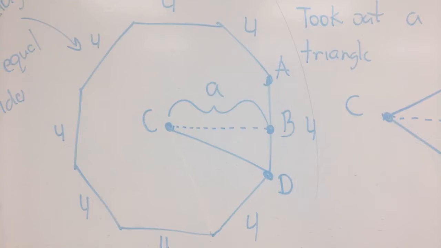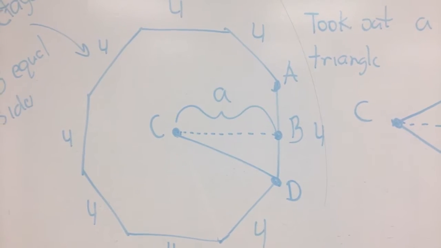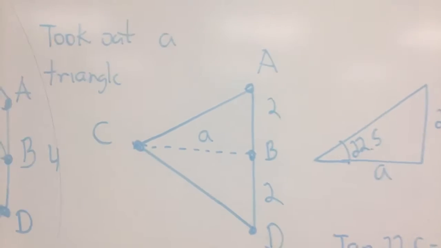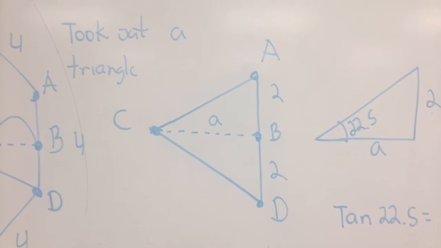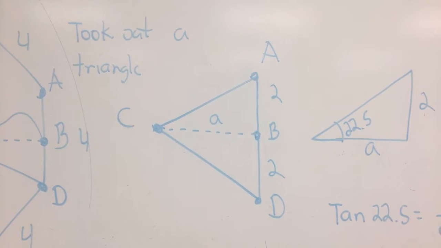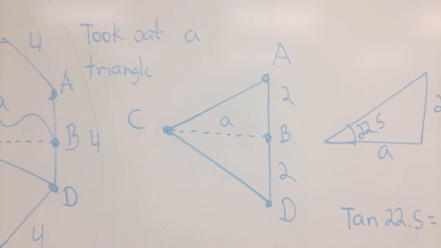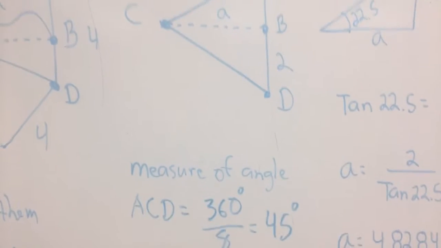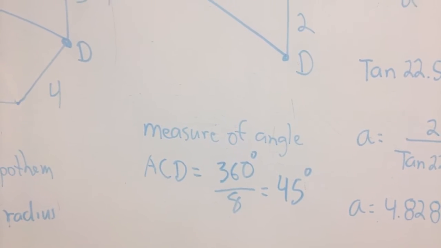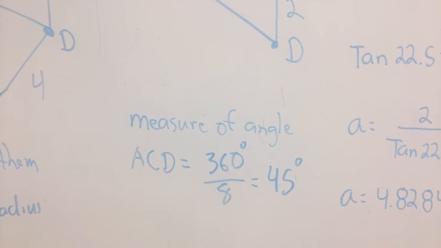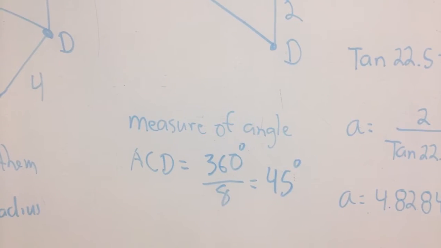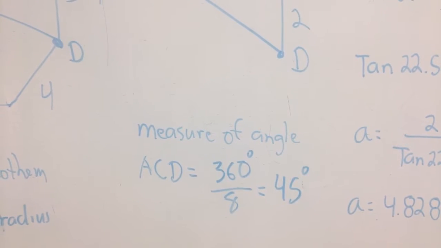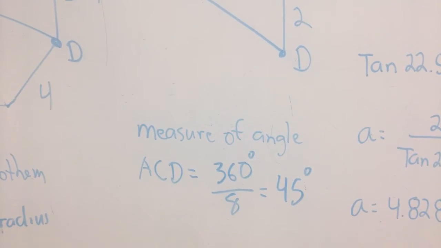Now I'm going to take a triangle, a section out of this octagon, and it's going to look like this. So there it is. I would love to know the measure of angle ACD. You have to remember this is an octagon. To find the measure of that angle, you take 360 and divide it by the number of sides if you have a regular polygon. In this case, 360 divided by 8 is 45.